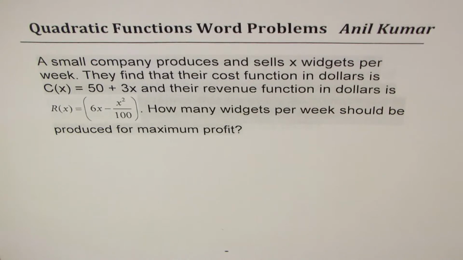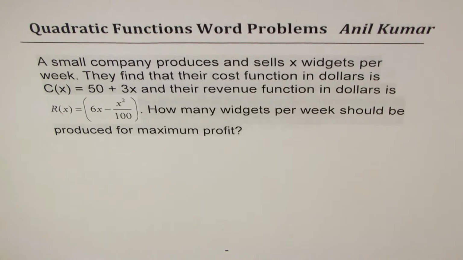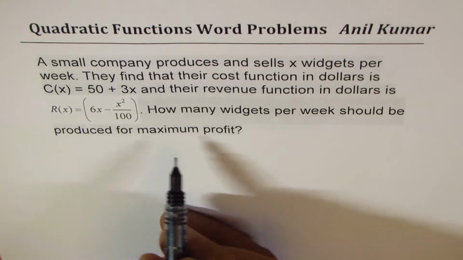The first question here is, a small company produces and sells x widgets per week. They find that their cost function in dollars is C(x) = 50 + 3x, and their revenue function in dollars is R(x) = 6x - x²/100. How many widgets per week should be produced for maximum profit? You can always pause the video, answer the question, and then look into my suggestions.